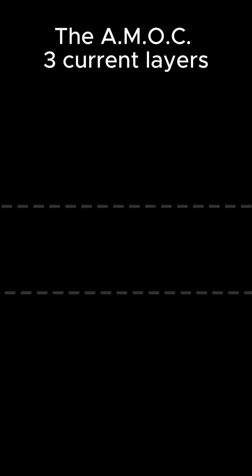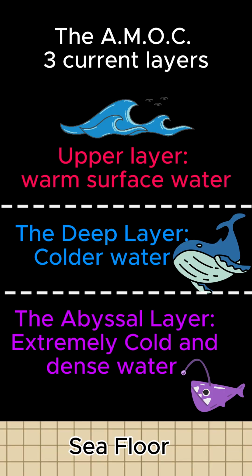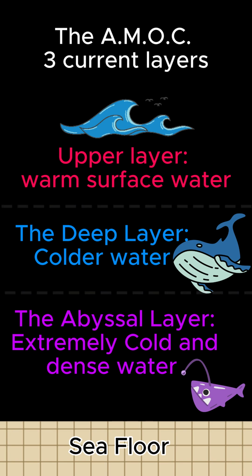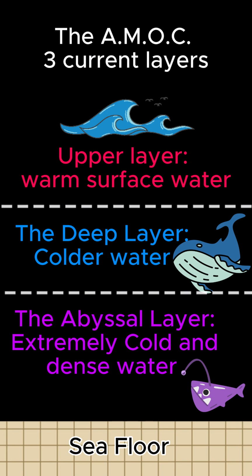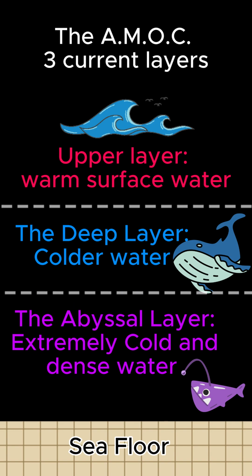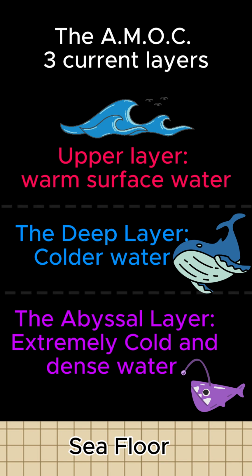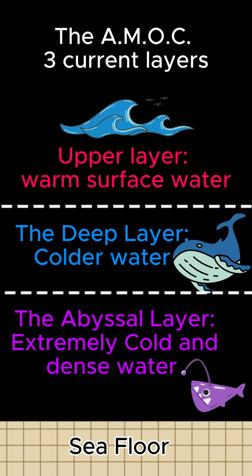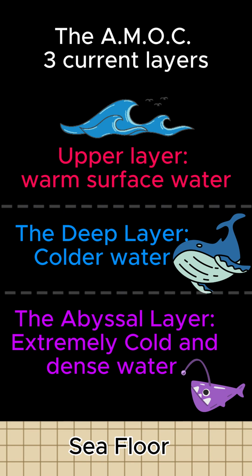Before explaining how the AMOC circulates, we must discuss the three main current layers it moves along. First is the upper layer, where most warm surface water travels. Beneath is the deep layer, where colder water currents, mainly from the north, travel. Then, traversing the ocean floor is the abyssal layer, which contains extremely cold and dense water, mainly from the south.